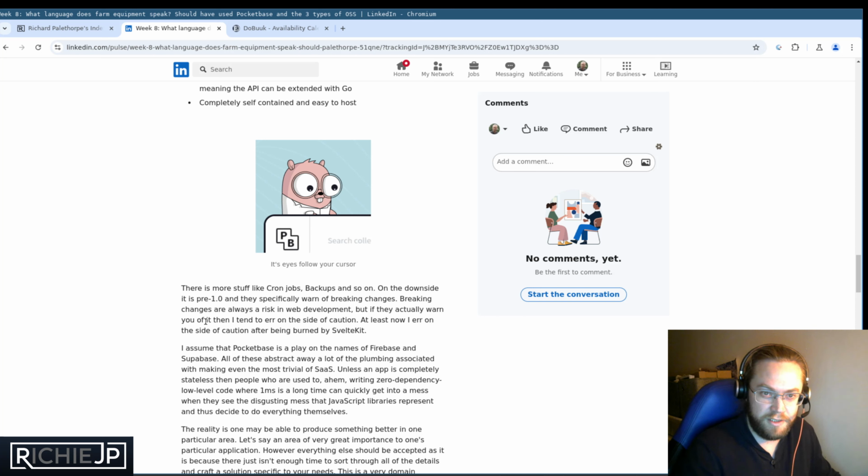On the downside, it is pre-1.0, and they specifically warn of breaking changes. Breaking changes are always a risk in web development, but if they actually warn you of it, then I tend to err on the side of caution. At least now I err on the side of caution after being burned by SvelteKit. I've been burnt multiple times by Svelte.